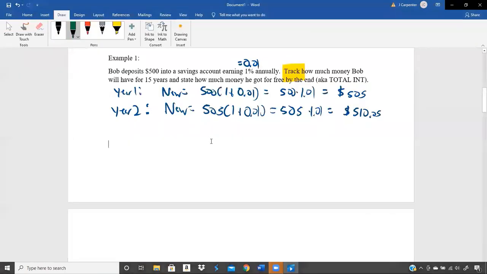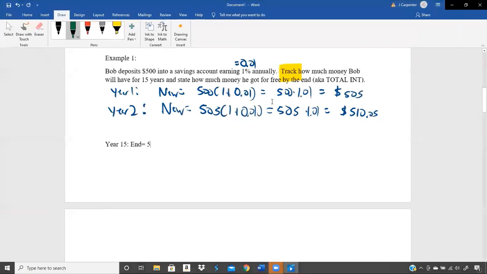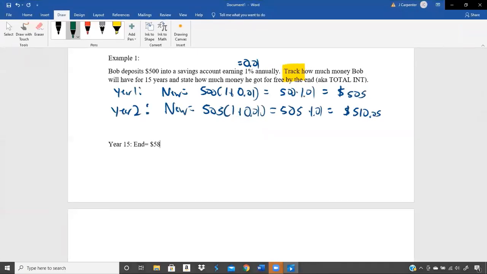$580.48. Ending balance, new balance, same thing. 580.48, meaning the total interest, the difference of the ending balance minus the starting balance, 580.48 minus the 500 we deposited, which would be $80.48.